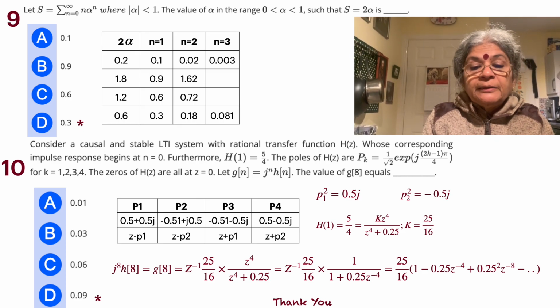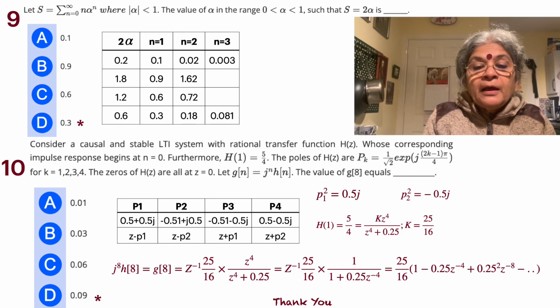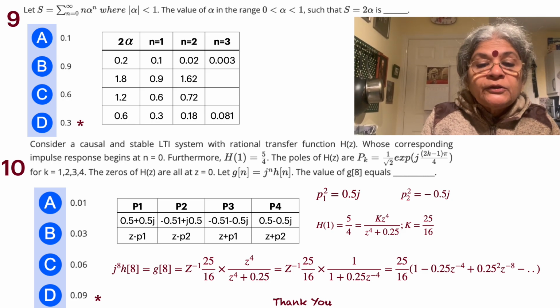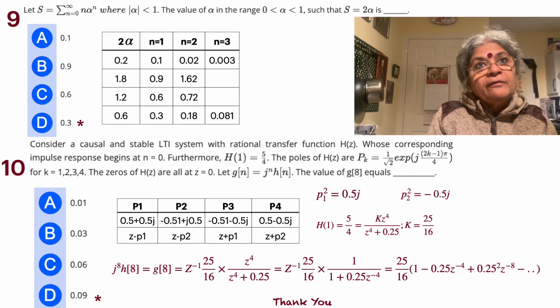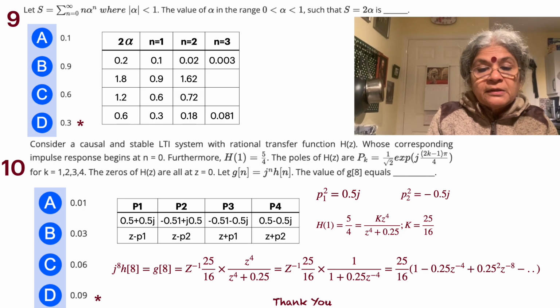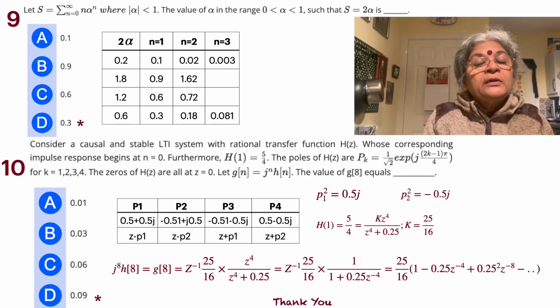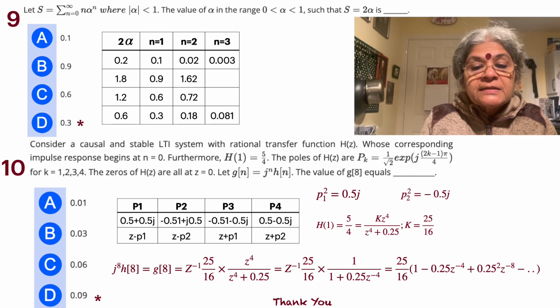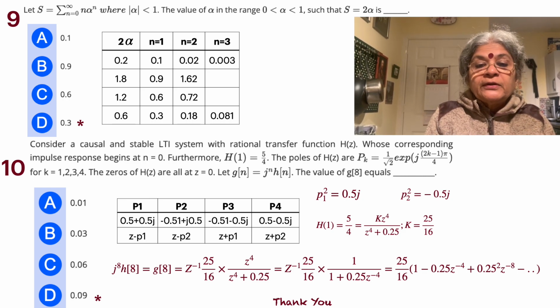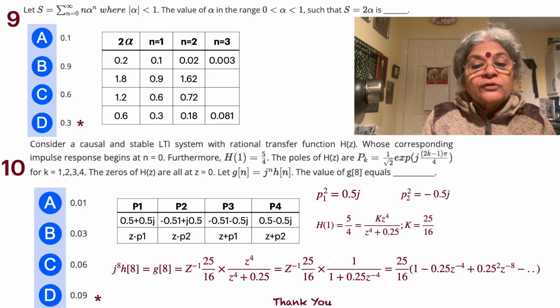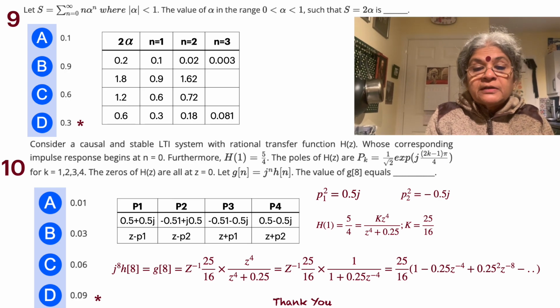The j becomes k, and on the numerator, because it's said to be a causal system, we'll give it as z⁴. It has to be at least z⁴. So now we are designing the system as H(z) = K z⁴ / (z⁴ + 0.25), set equal to 5/4 for z = 1, because H(1) is given as 5/4.